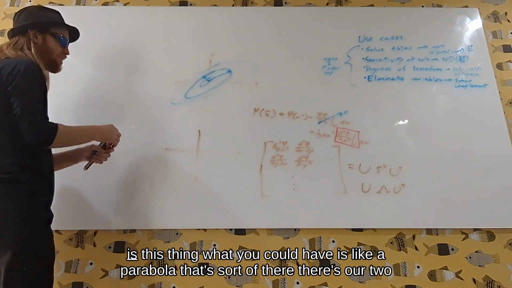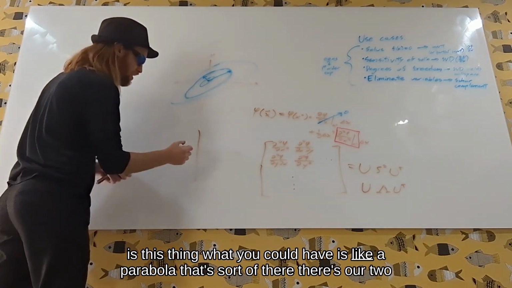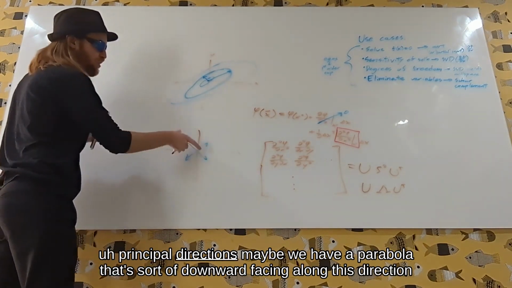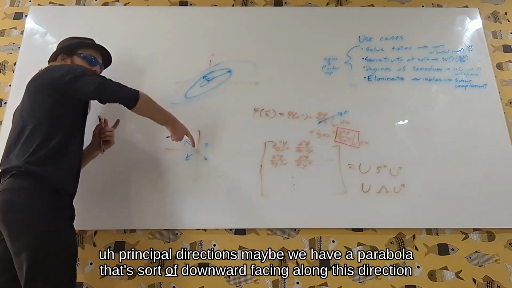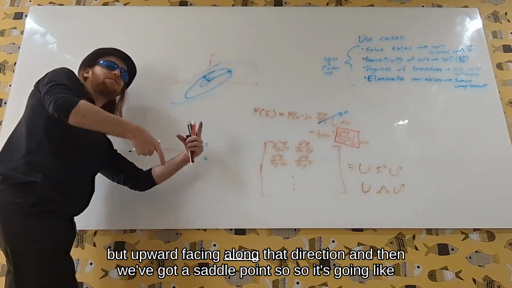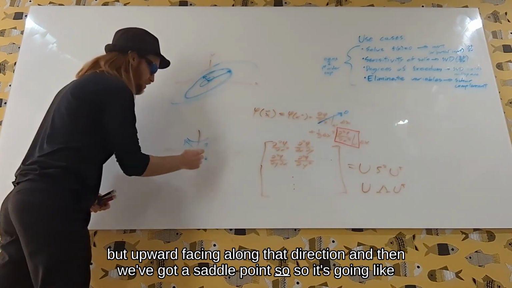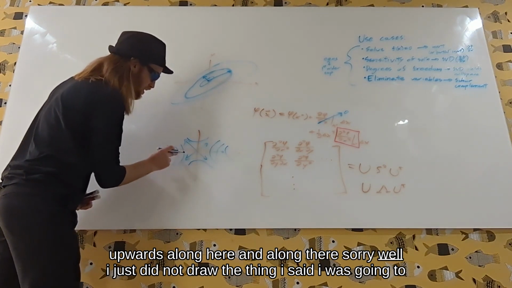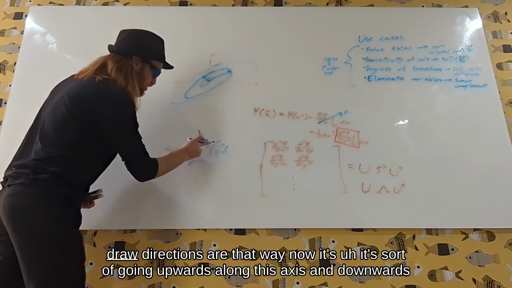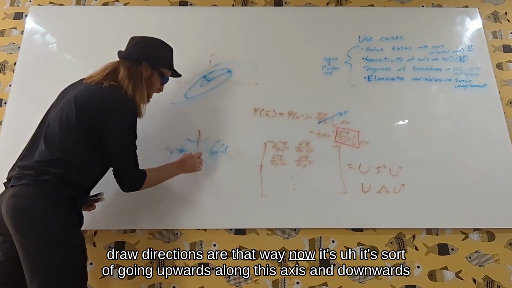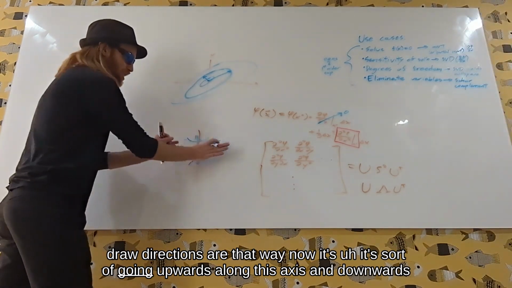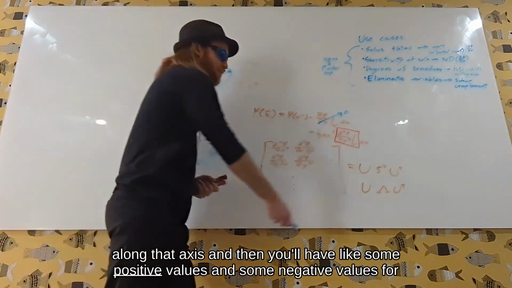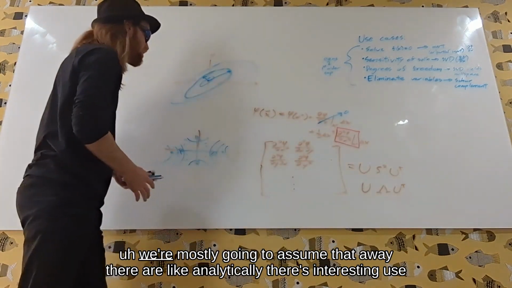So what you could have is a parabola, and there are our two principal directions. Maybe we have a parabola that's downward facing along this direction, but upward facing along that direction, and then we've got a saddle point. Sorry, I just did not draw the thing I said I was going to draw. It's going upwards along this axis and downwards along that axis. And then you'll have some positive values and some negative values for your eigenvalues.